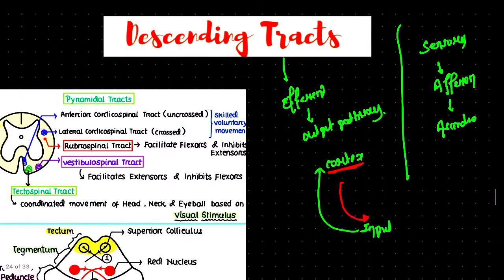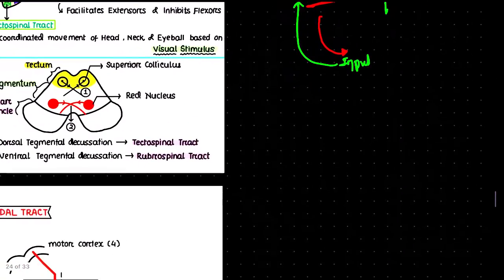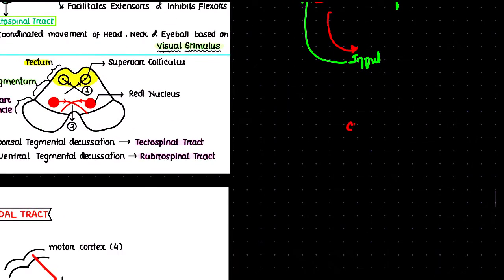So we should start from the higher center. What is that higher center? It is our cortex. From the cortex region we are sending signals all the way to our effector region.